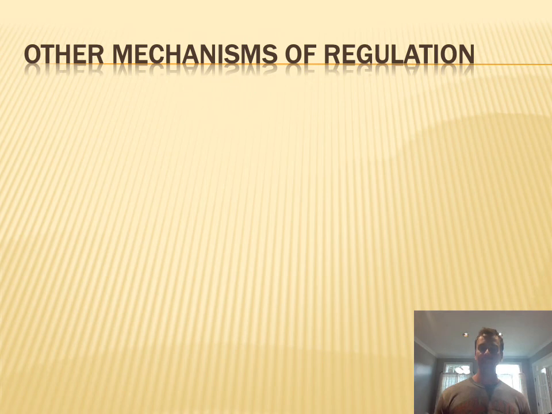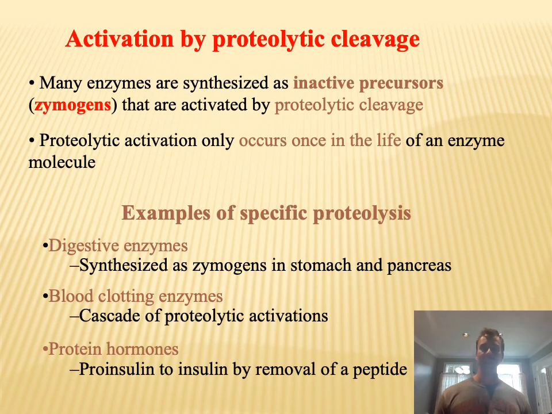Just to touch on a few other mechanisms of regulation. Activation by proteolytic cleavage. Some enzymes are synthesized as inactive precursors. They'll have a portion of their protein that causes it to be inactive, and you'll see them called zymogens in some cases. Then part of that protein gets cleaved, a peptide gets cleaved off, and this allows activation of that enzyme. This is a one-shot deal. A peptide portion gets chopped off, and then the enzyme becomes activated.